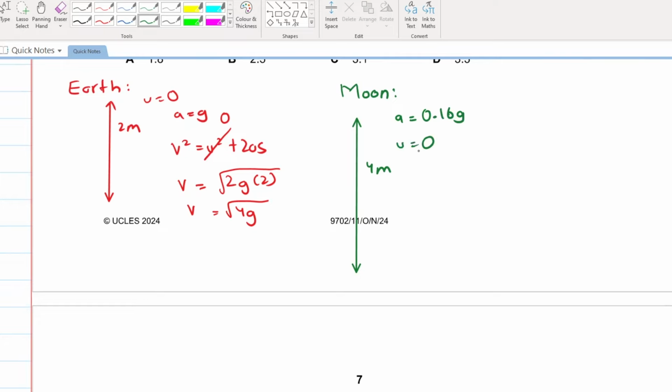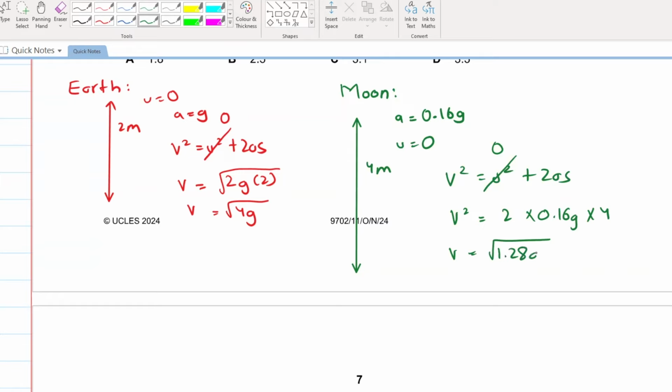Your initial velocity is 0. Can you calculate the velocity at the moon surface? Yes. v square is equal to u square plus 2as. This becomes 0. v square is equal to 2 into 0.16 g into the distance, that is 4. Can we calculate the velocity by 2 into 0.16 into 4? This comes out to be under root 1.28.